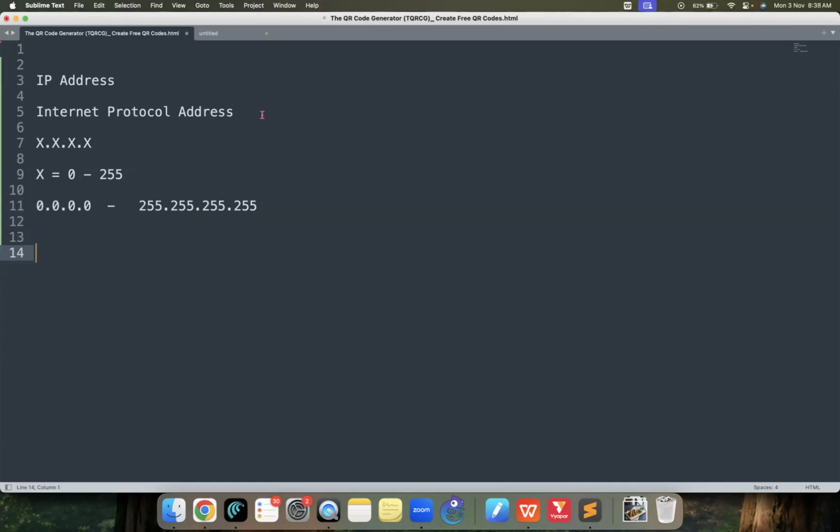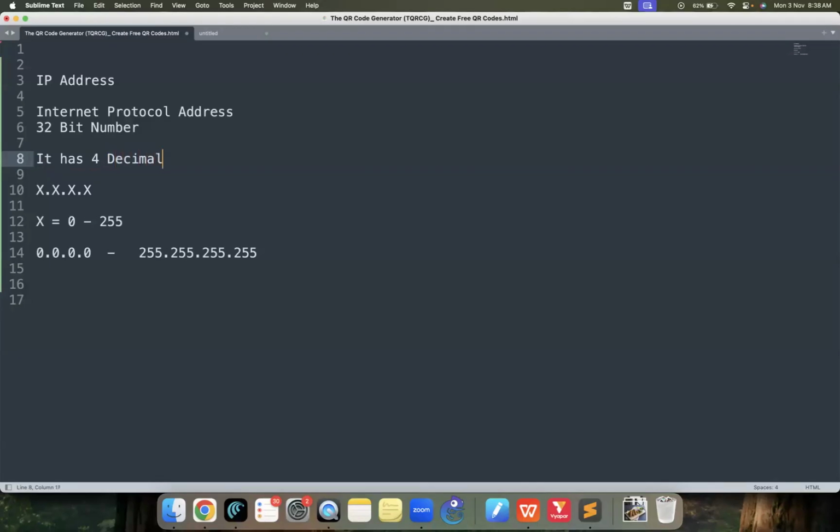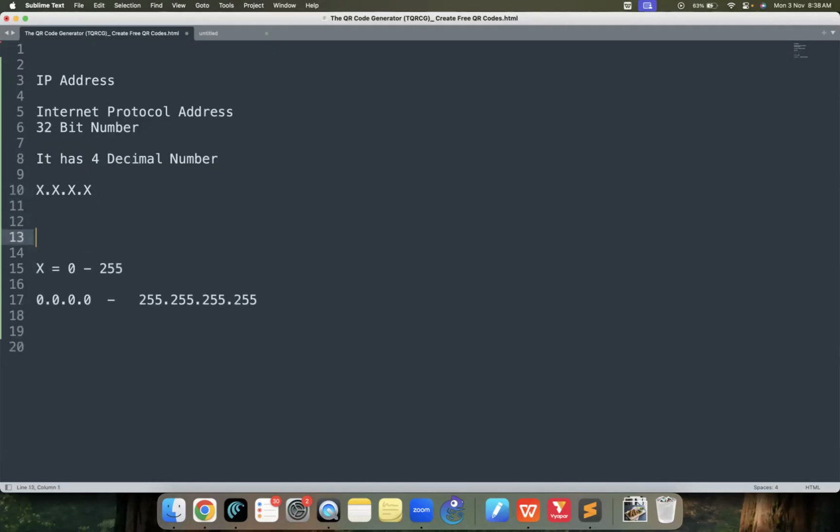An IP address is made up of a 32-bit number. I can say it has 4 decimal numbers. As you can see below, 4 decimal numbers, x dot x dot x dot x. 1 decimal number is equal to 8 bits, meaning 4 eights are 32. As you can see, I said 32. Please write this down clearly. Write this down, guys. Thank you.